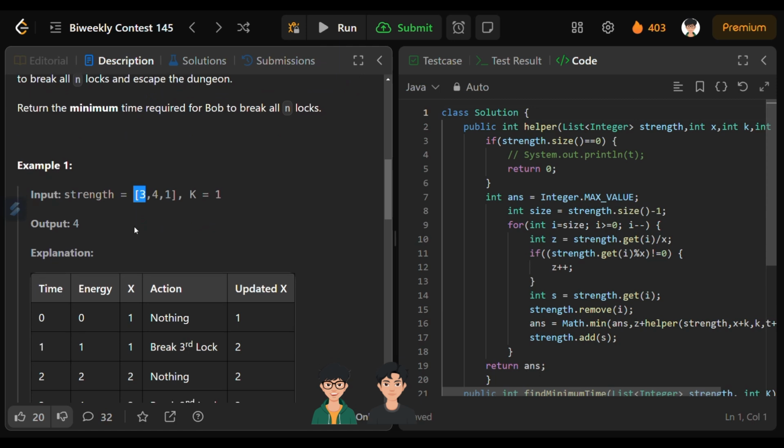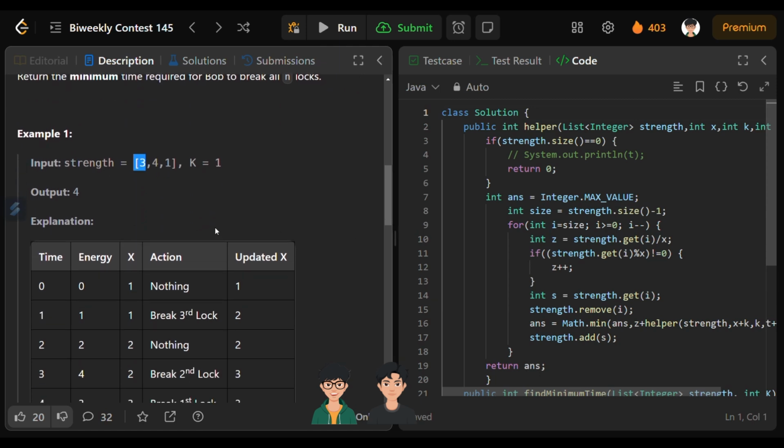Okay, how much time do we require to break it? So we require 3 divided by x. If you calculate it mathematically, you will require 3 divided by x, or 3 divided by x plus 1 at most. So first you will try to break 3.